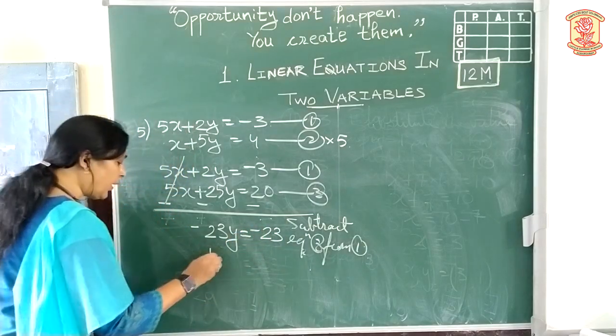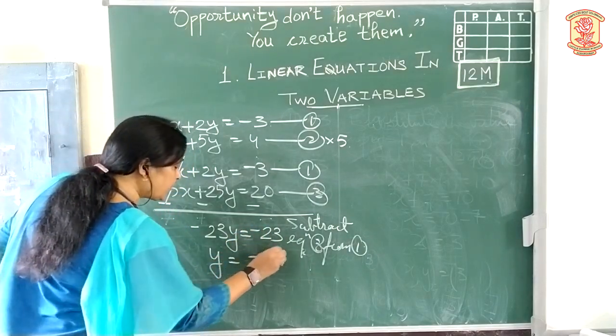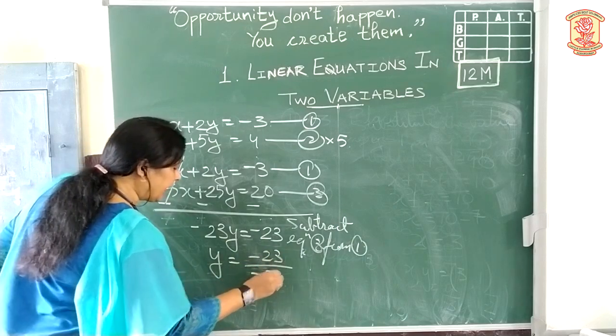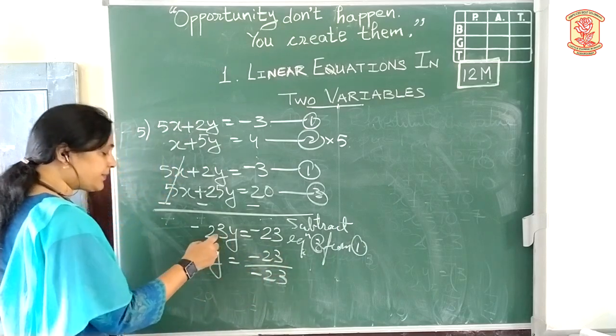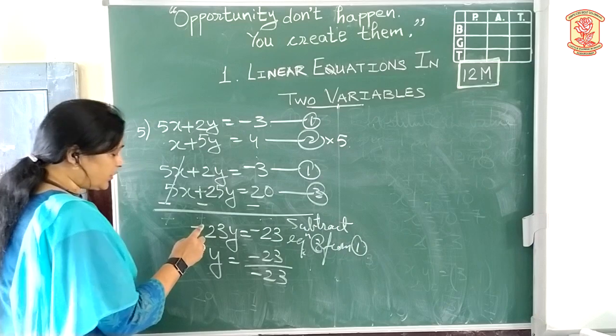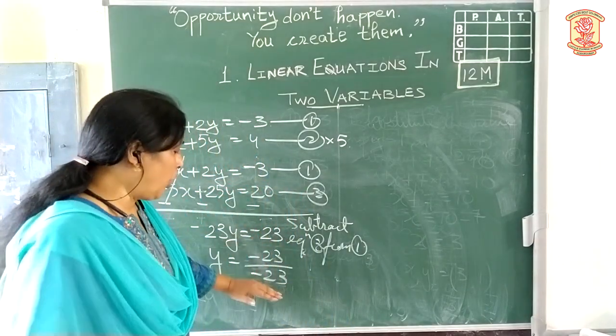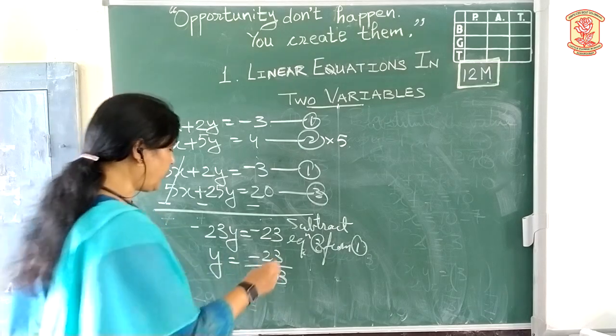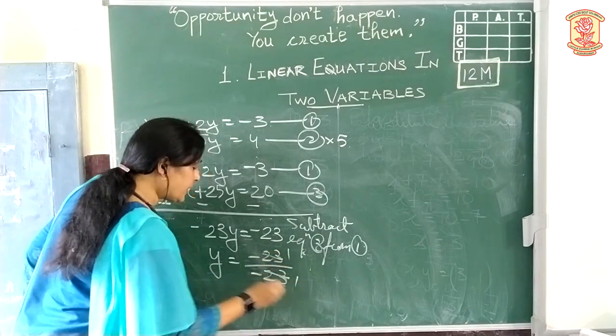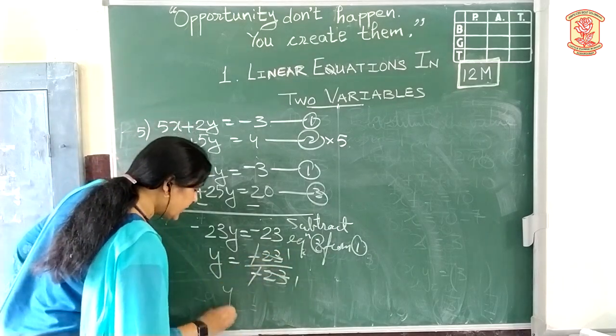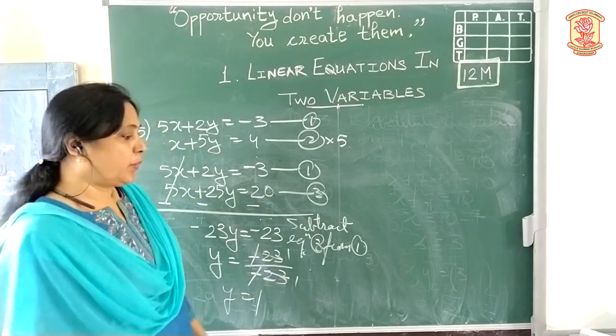So what is the value of y? y will be minus 23 upon minus 23, because y is multiplied by minus 23. So minus 23, when it comes on the right hand side, it becomes upon, divided by minus 23. 23 ones are 23, 23 ones are 23, minus minus cancels. So the value of y is 1.